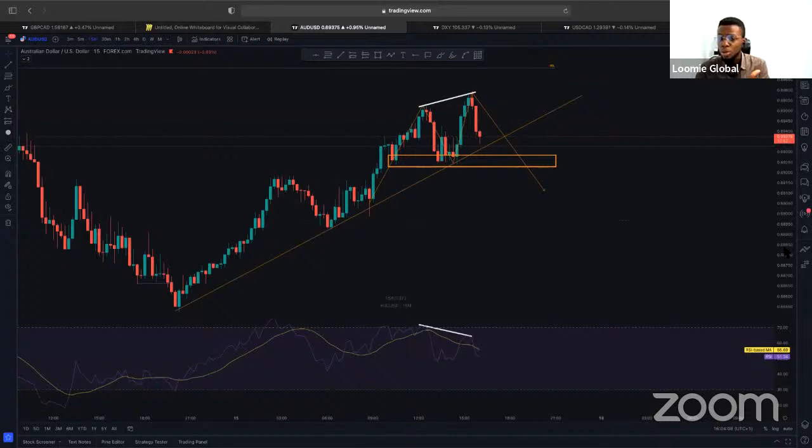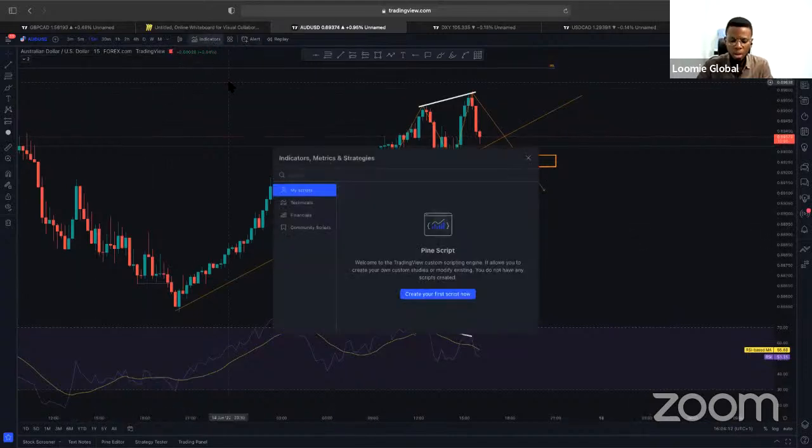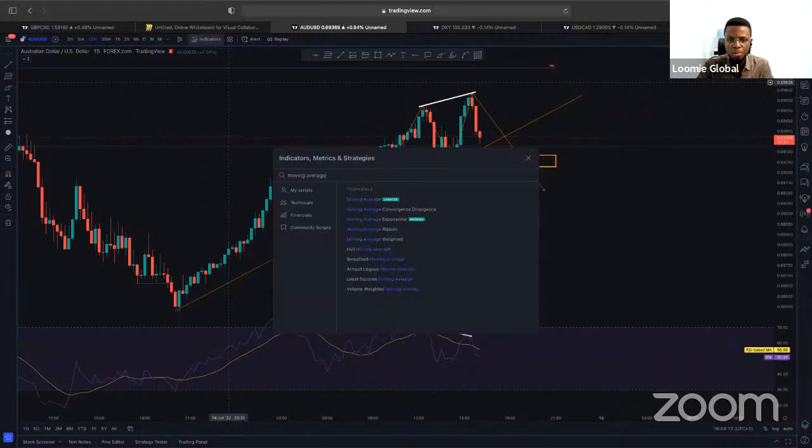So we have a bunch of confluences already. What other confluence can I use? Let me see. Let us use our moving average.